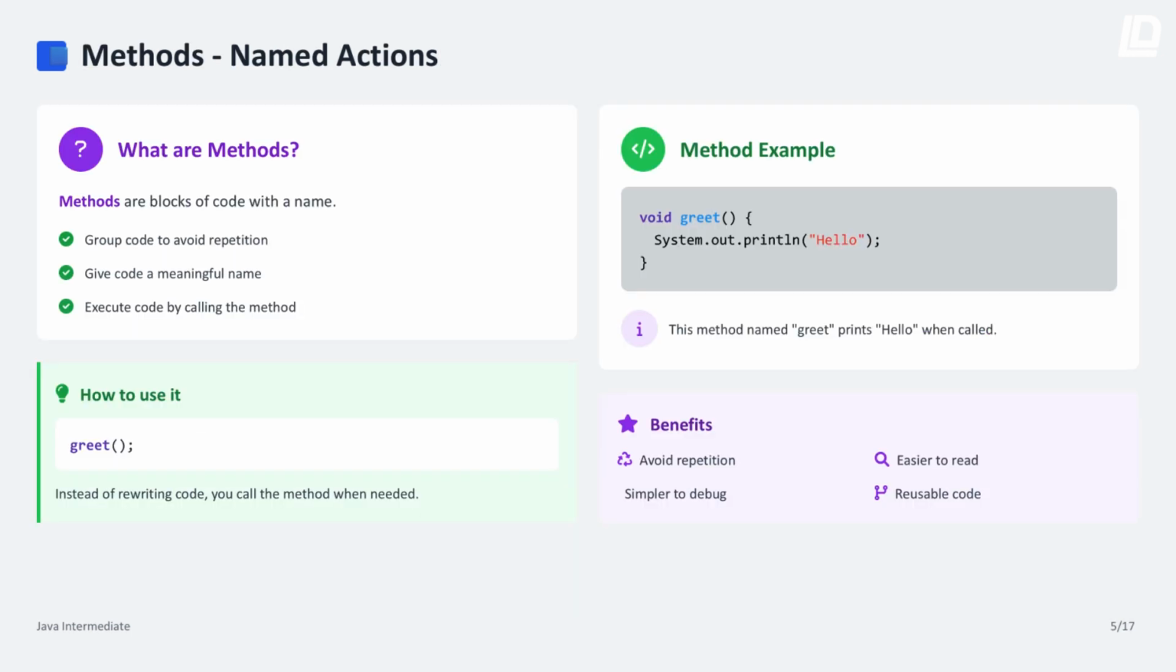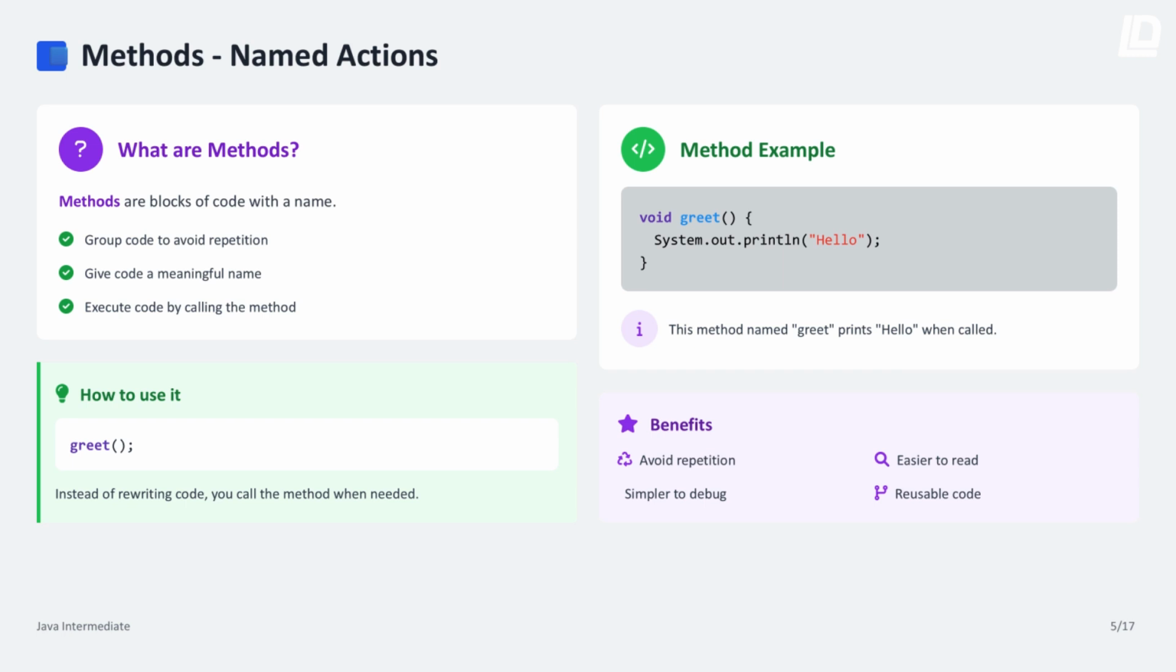A method is a group of instructions that performs one specific task. When you place code inside a method, Java does not run it automatically. The method only runs when it is called. This allows you to reuse the same logic without writing it again.